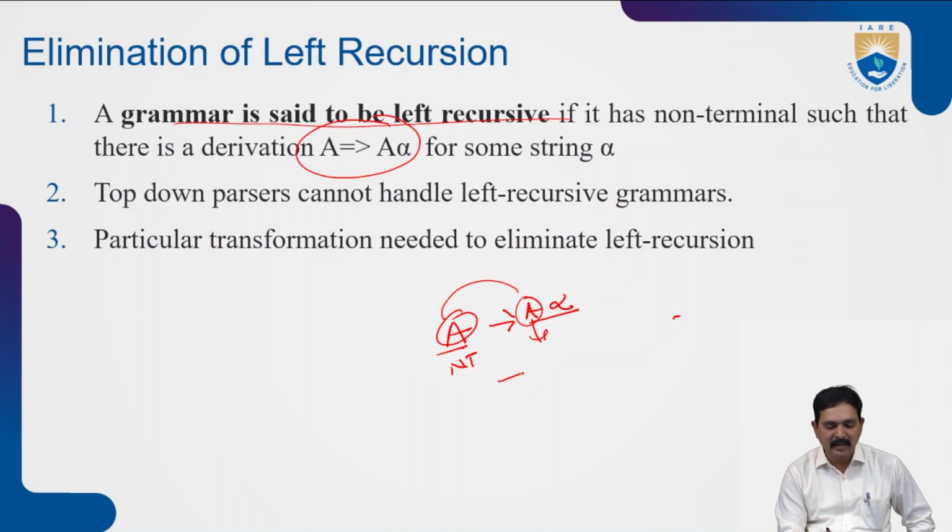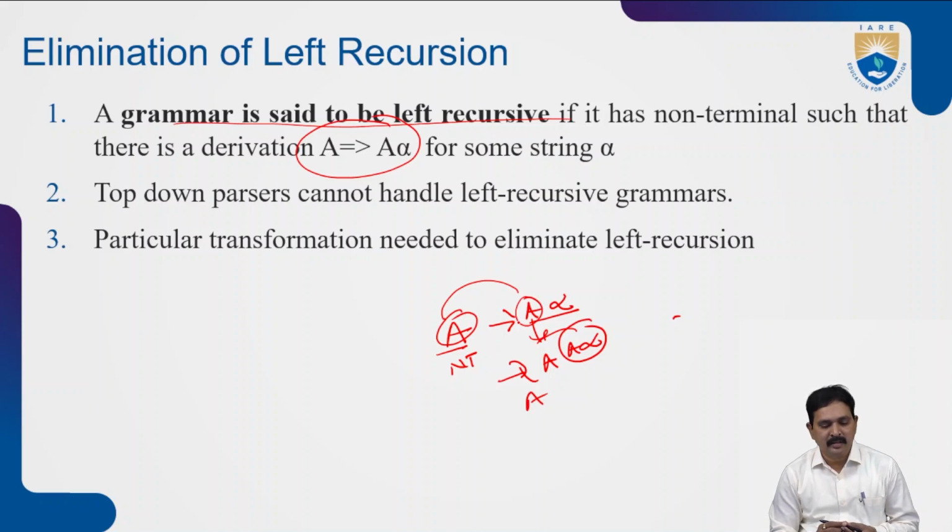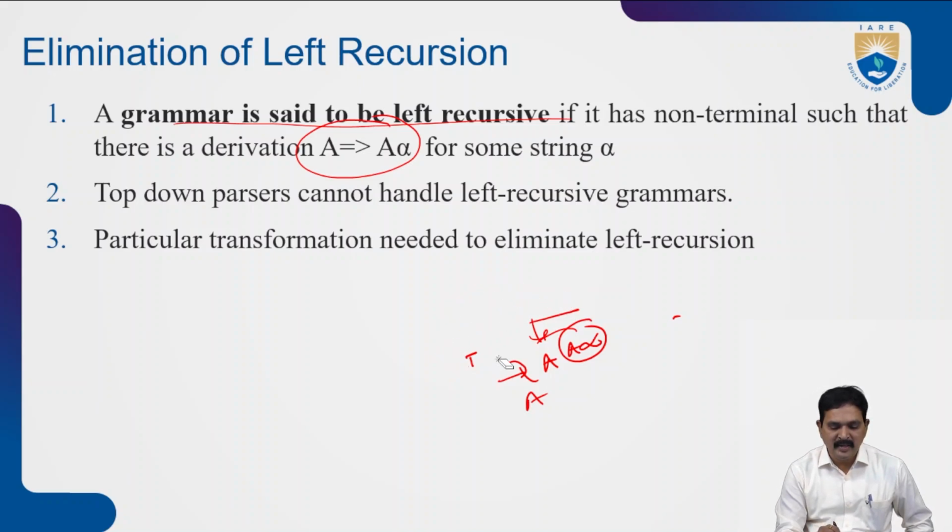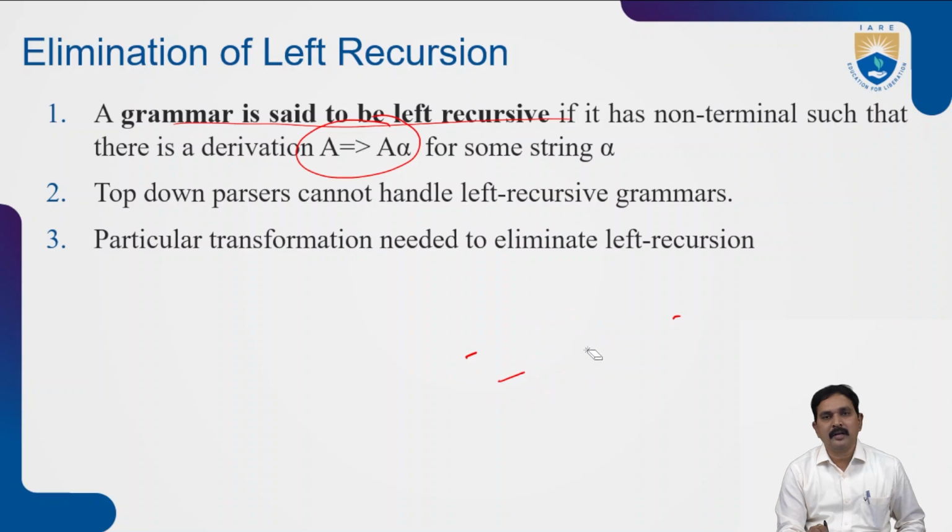Because every time you want to make a substitution, the problem you get is A implies A alpha. It means again you have to go for the expansion. So we are going to expand the formula of A implies A alpha. Recursively, you can call capital A many number of times. That problem is called left recursion.